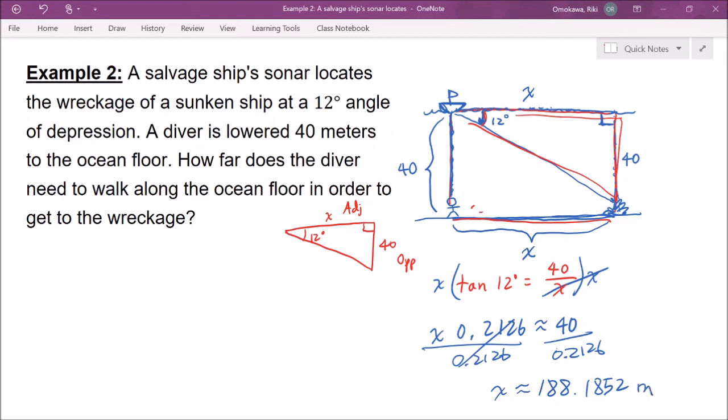188.1852 meters. And is that the final answer? Yeah, unlike the last problem, that's the exact distance we were looking for. So we're done. That is the distance that the diver would have to walk to get to the wreckage. So that's it for this lesson. Again, be careful with angle of depression because it's easy to mix up the angles and such. As always, if you have any questions or feedback, feel free to contact me.